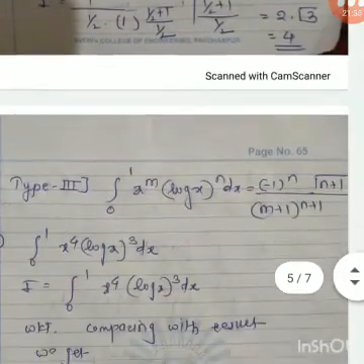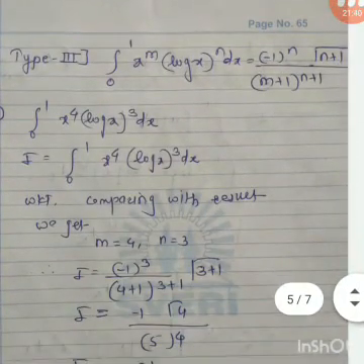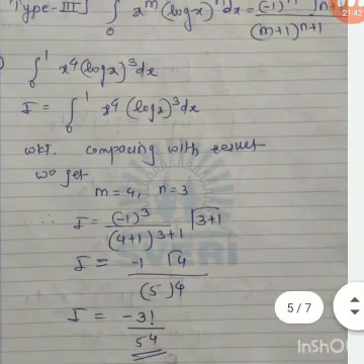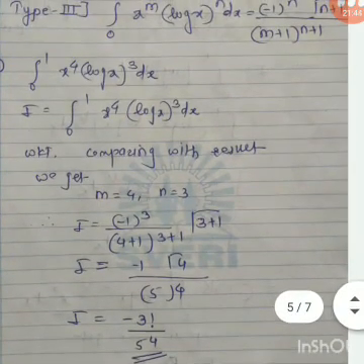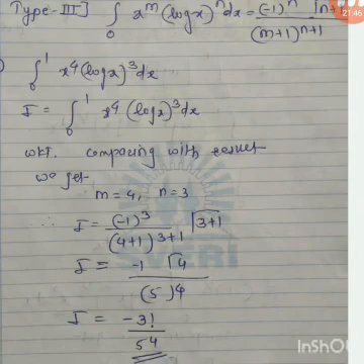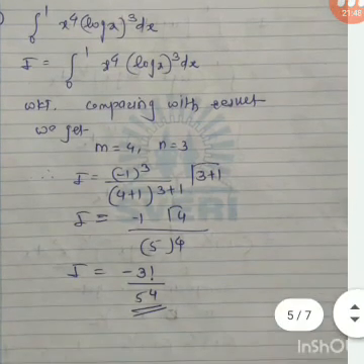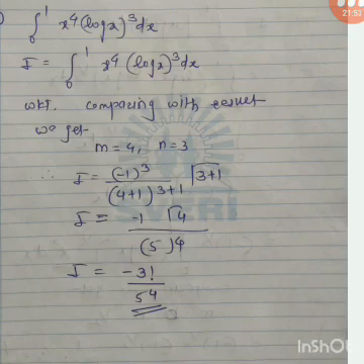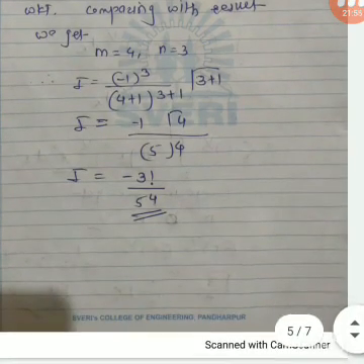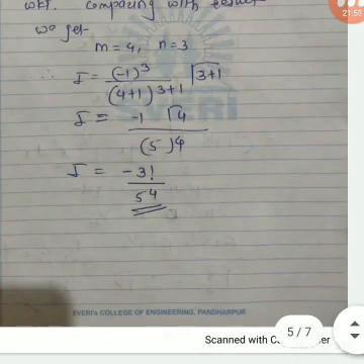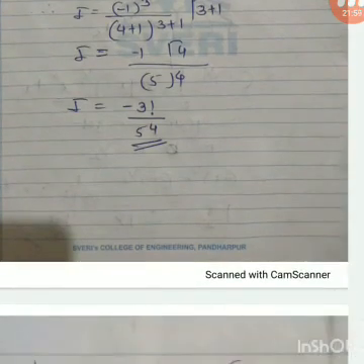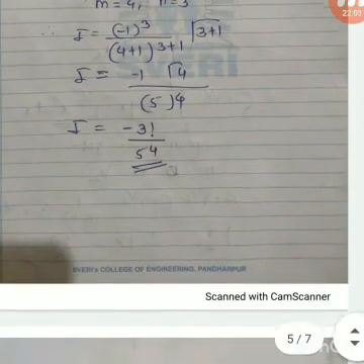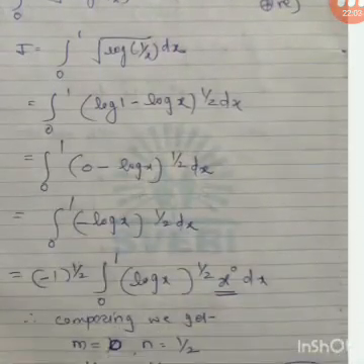Similarly we have seen one more example here: x raised to m, log x raised to n dx. The result is minus 1 raised to n upon m plus 1 raised to n plus 1, gamma of n plus 1. Clearly the limits are 0 to 1 and log is there. Comparing, the power of x is always m, and the power of log x we consider as n. Put the values and get the answer.